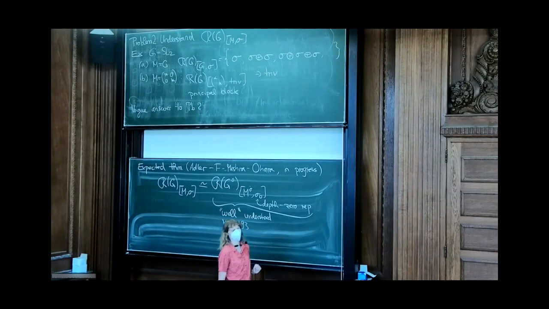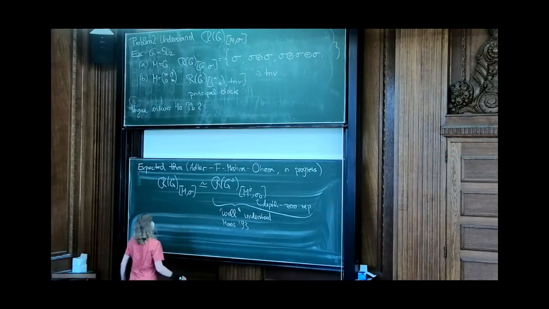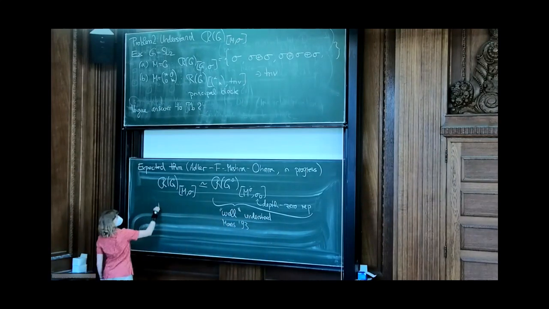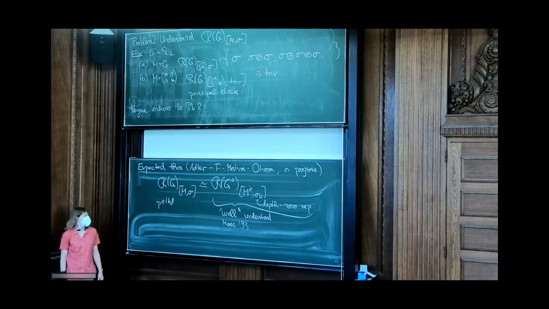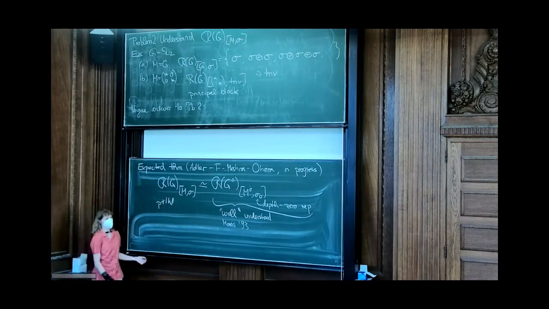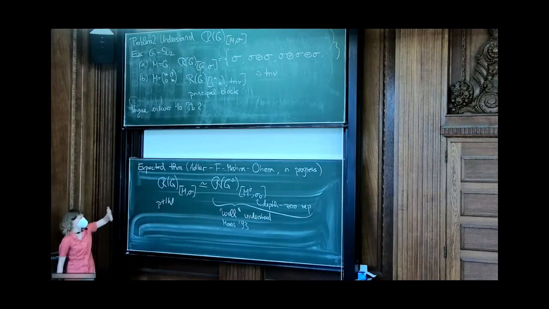I always assume the groups split over a tame extension, and to have that for all blocks, I assume that p doesn't divide the order of the Weyl group. I'll make this more precise later, but that statement is now very precise. I just allowed myself to skip the detail.